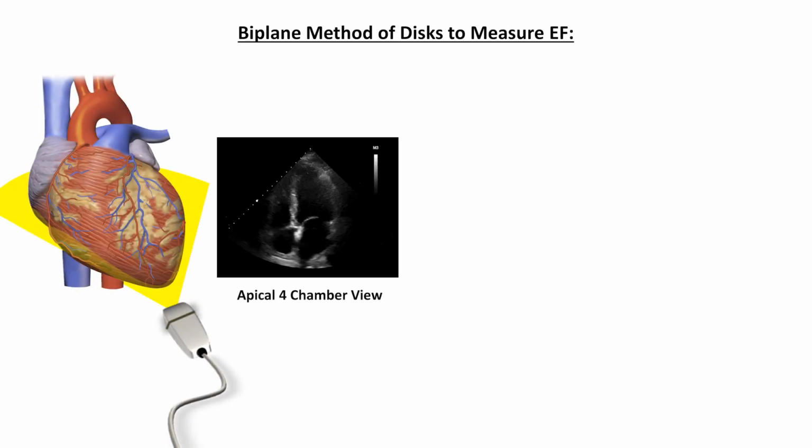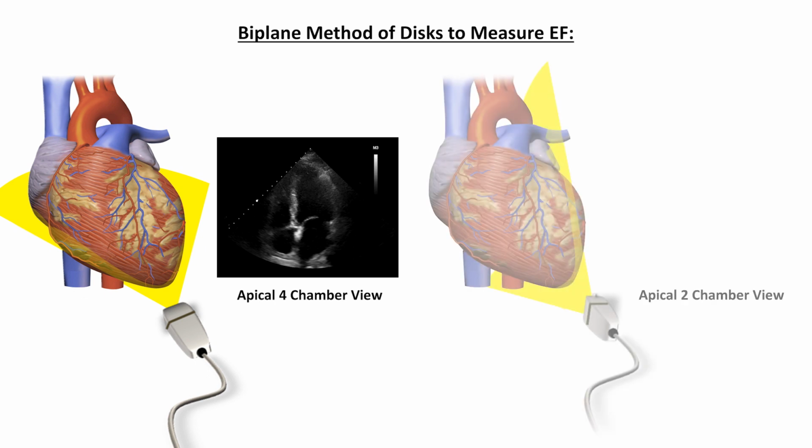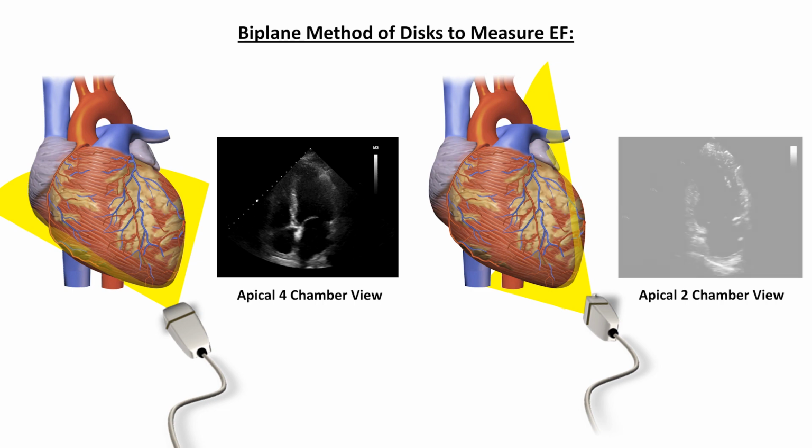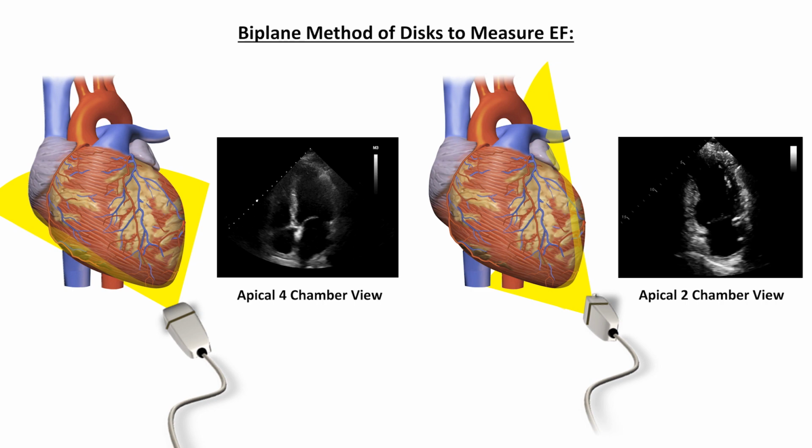The apical four-chamber view, in which the ultrasound probe is placed at the apex of the heart, usually near the intersection of the midclavicular line and the fifth intercostal space. This provides one two-dimensional view of the left ventricle in systole and diastole. The ultrasound probe is then rotated 90 degrees to acquire another view of the LV in systole and diastole.